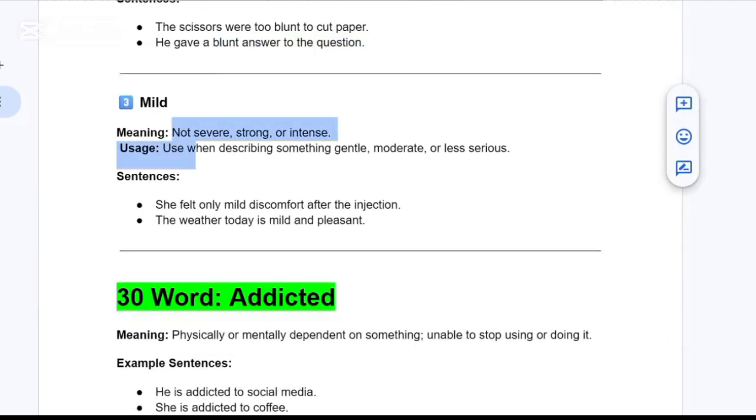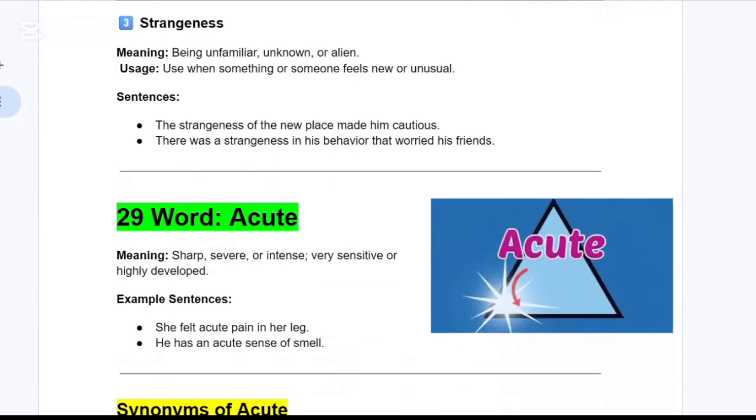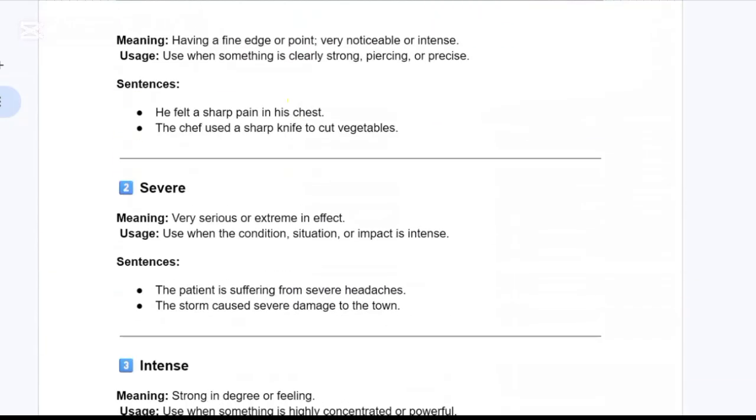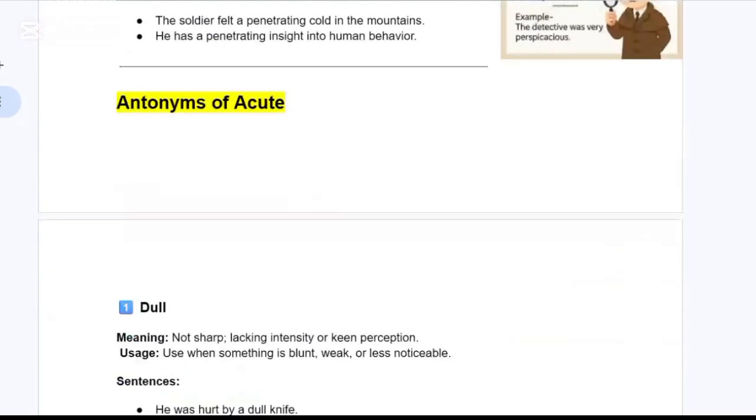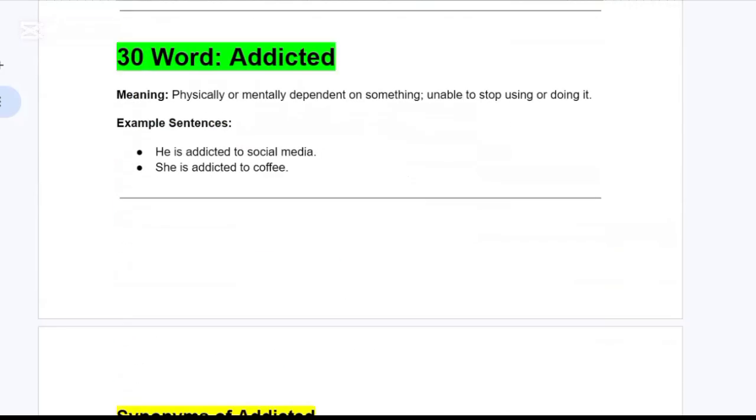Mild: not sharp, strong, or intense. It is used when describing something gentle, moderate, or only mild discomfort after the injection. The weather today is mild and pleasant. So the 29th word was acute, and synonyms are sharp, severe, intense, penetrating. Antonyms are dull, blunt, mild.